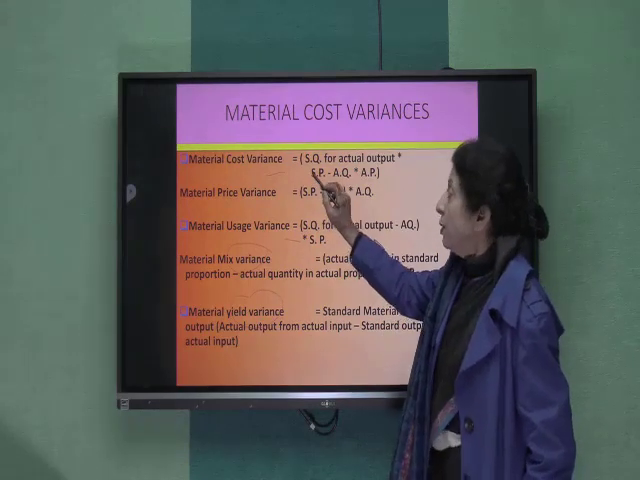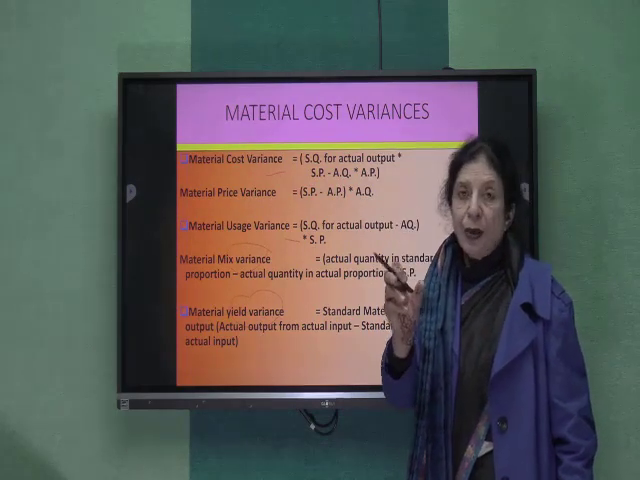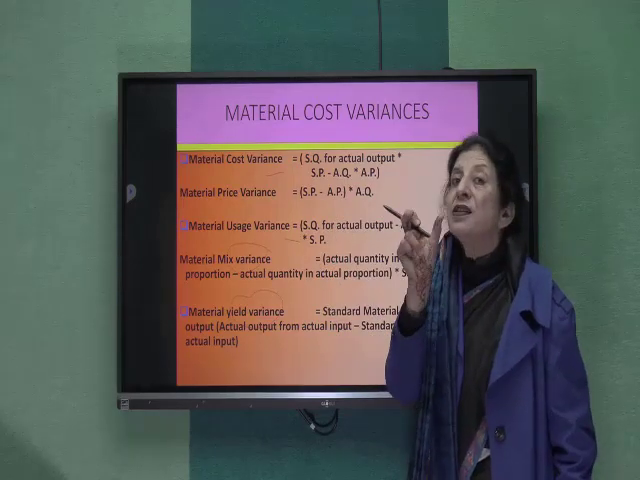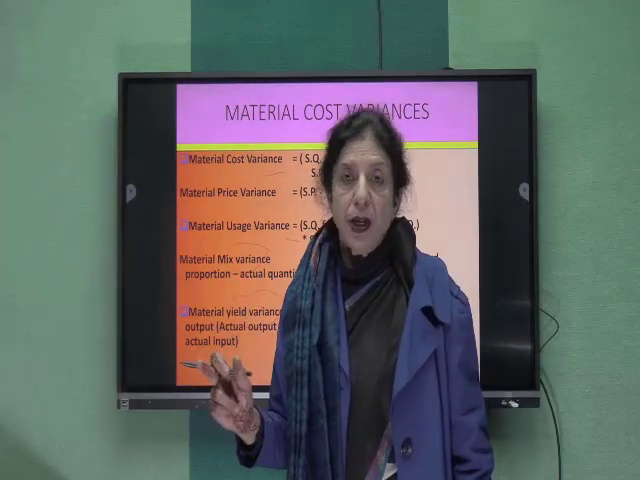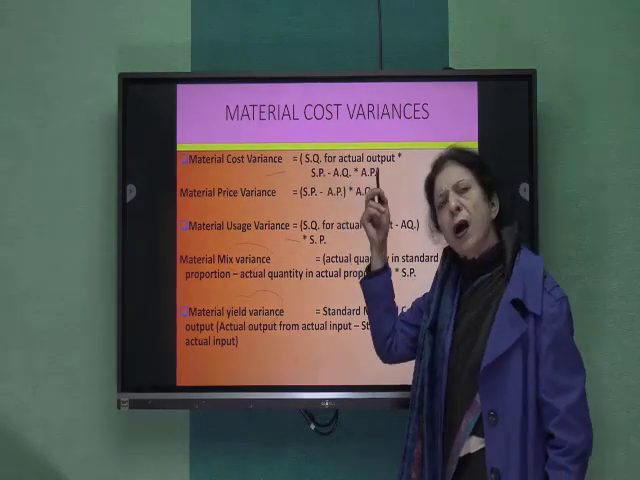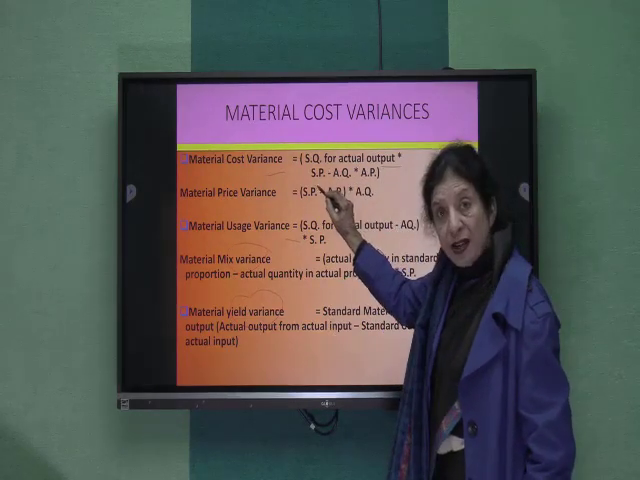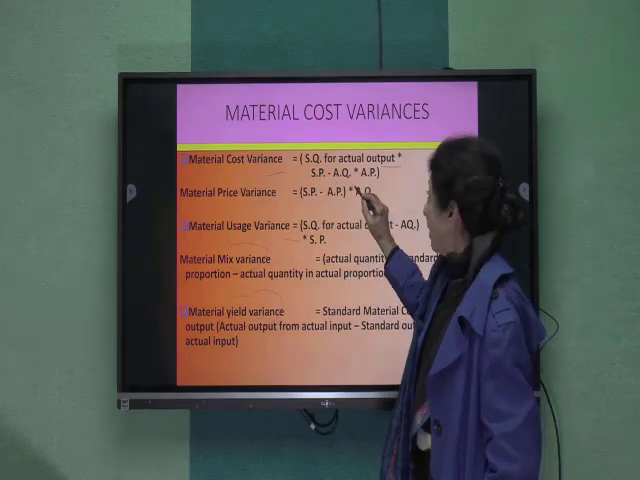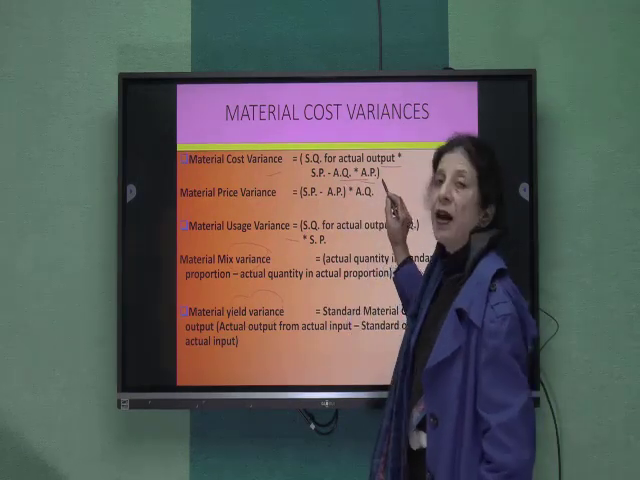Just see here. Another point you must always remember is that the quantity for which you are calculating the standard cost and the quantity for which you are calculating the actual cost should be the same. I cannot compare the cost of 100 units with the cost of 150 units. Therefore, the output should be the same. So what is the formula then? The standard quantity for the actual output into the standard price becomes the standard cost for the actual output, minus the actual cost for the actual output, that is the actual quantity into the actual price.